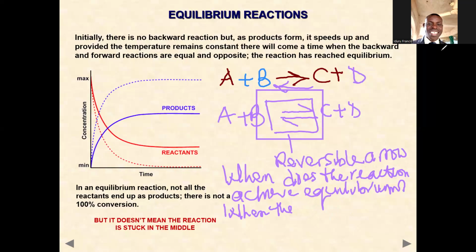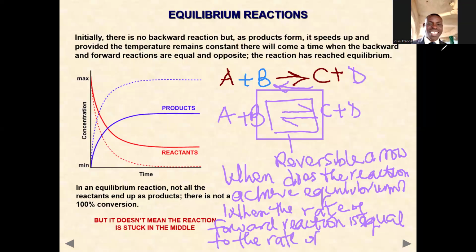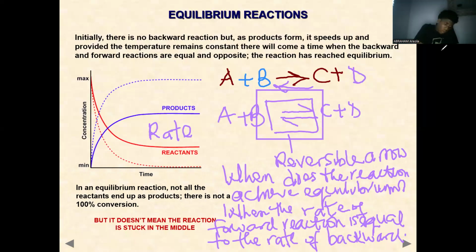All right. When the rate of forward reaction is equal to the rate of backward reaction, that's when the reaction is at equilibrium. Explain how the reaction is at equilibrium. This occurs when the rate of forward reaction, the word rate, you must mention it, is exactly equal to the rate of backward reaction.